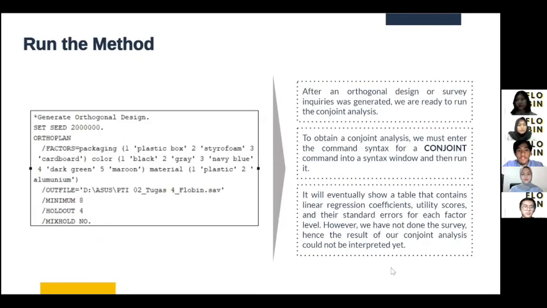After an orthogonal design or survey inquiries was generated, we are ready to run the conjoint analysis. To obtain a conjoint analysis, we must enter the command syntax shown in the slide for a conjoint command into a syntax window and then run it. It will eventually show a table that contains linear regression coefficients, utility scores, and their standard errors for each factor level. However, we have not done the survey, hence the result of our conjoint analysis could not be interpreted yet.